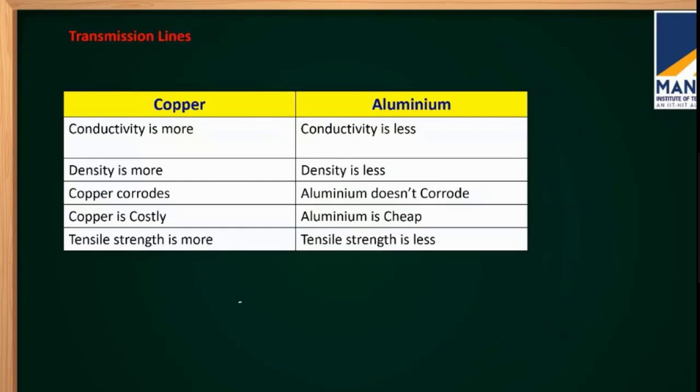Copper has more conductivity, sigma, than aluminum. The density of copper is more, and copper will corrode when it is exposed to moisture and oxygen. Copper is costly. The tensile strength of copper is more. But when you come to aluminum, conductivity is less. Density is what? What is density?